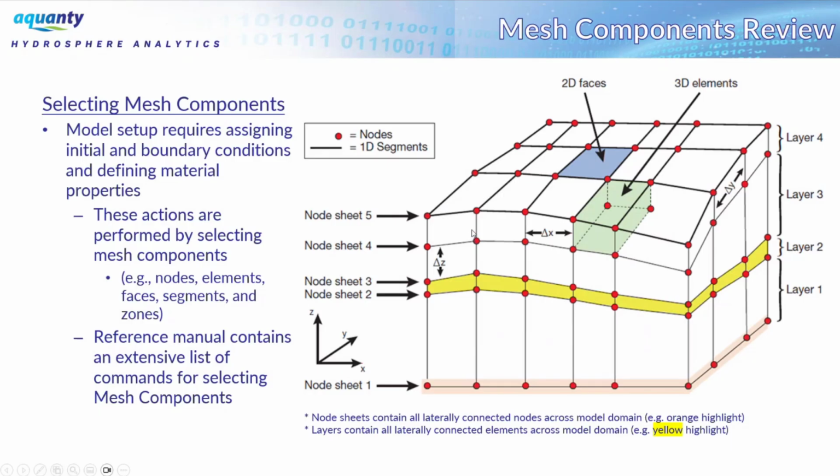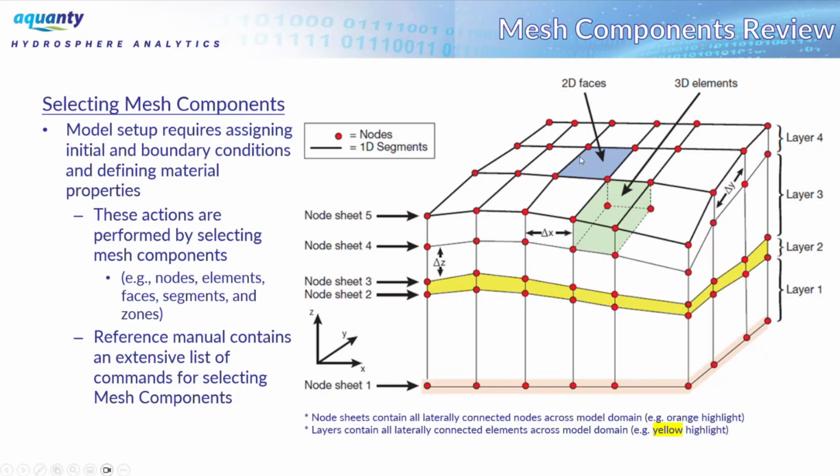The remainder of the grok file, the remainder of building your model mesh, whether it's defining property zones, boundary conditions, or initial conditions, all requires you to be able to confidently select the right components of your model mesh. So it's also important to know what those components of the model mesh are. The nodes in your mesh are the primary points in space where your governing equations of flow are being solved. They're the basic building block of the model. In this image, the nodes are the red dots.